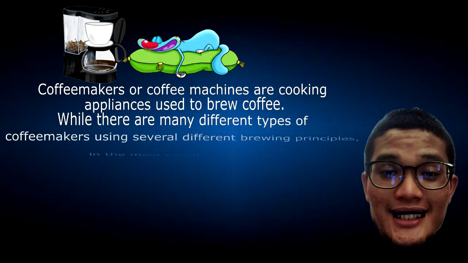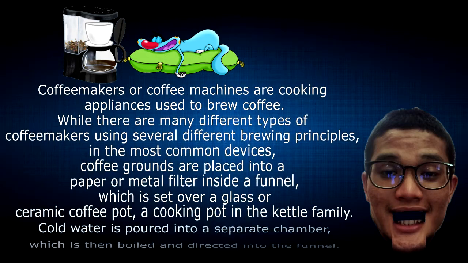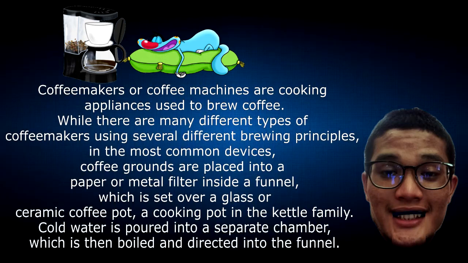Coffee makers or coffee machines are cooking appliances used to brew coffee. While there are many different types of coffee makers using several different brewing principles, in the most common device, coffee grounds are placed into a paper or metal filter inside a funnel, which is set over a glass or ceramic coffee pot, a cooking pot in the kettle family. Cold water is poured into a separate chamber, which is then boiled and directed into a funnel.